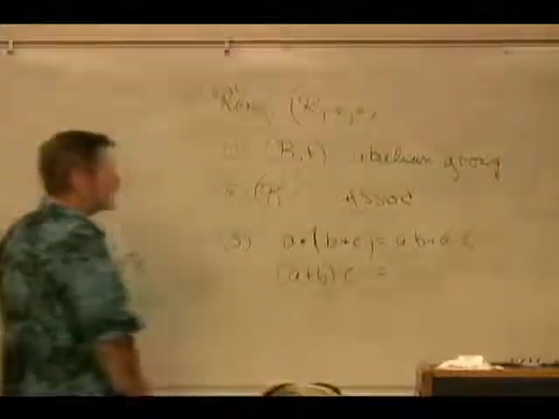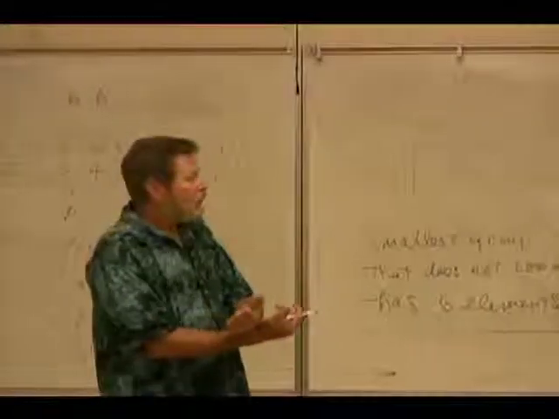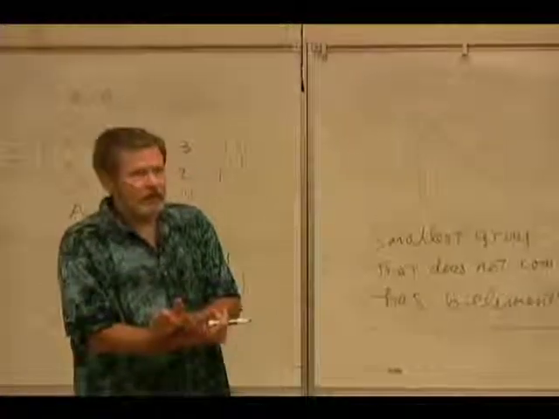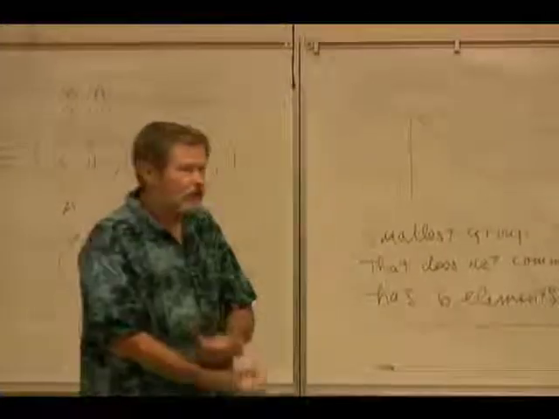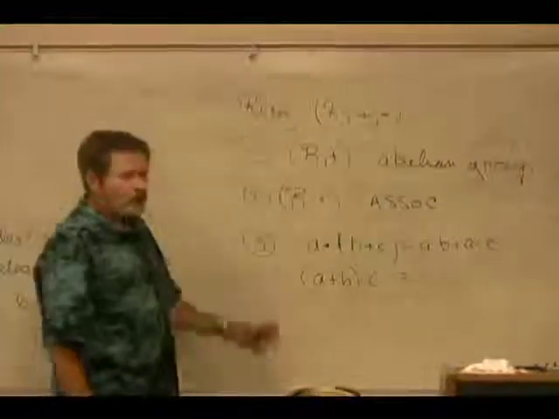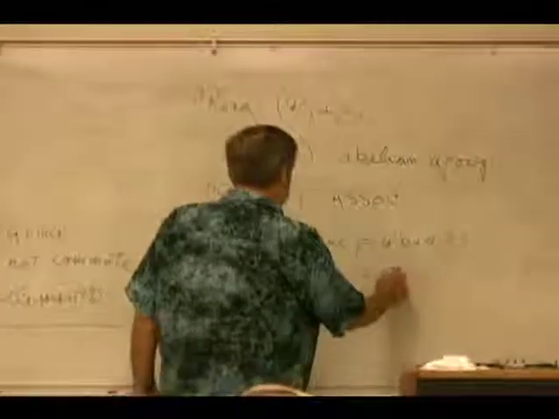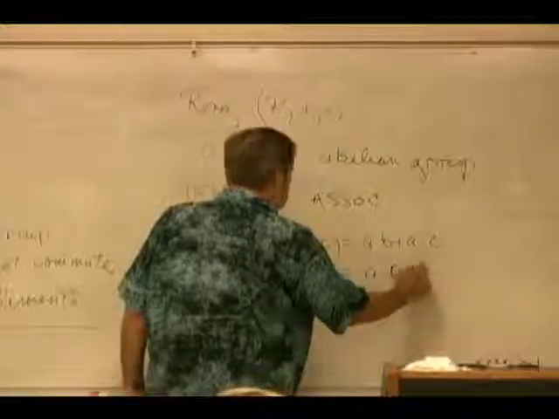Since multiplication is not commutative, I can't just turn this around and say the right distributive law works too. Multiplication may or may not be commutative. It's not required to be. In which case, when I talk about the left distributive law, I also have to talk about the right distributive law. And this is A times C plus B times C.